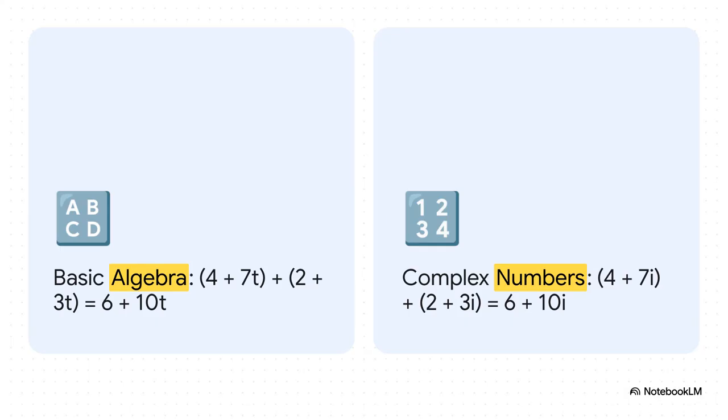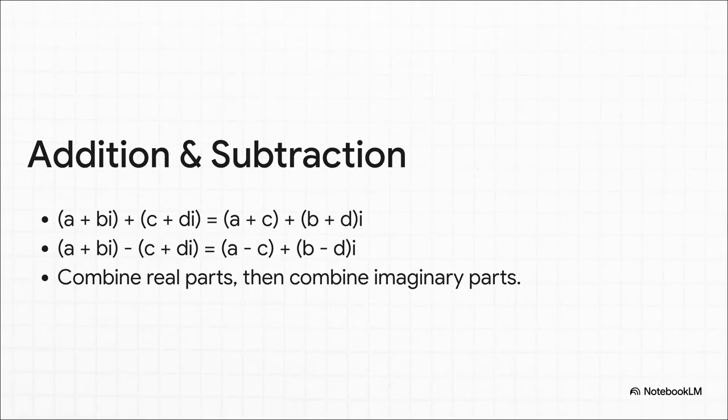And here's the proof that you've totally done this before. Think back to algebra. You learned to combine like terms, right? You put the regular numbers together and you put the terms with a t together. Well, with complex numbers, it's the exact same thing. You just treat i like any other variable. So yeah, the formal rules are pretty much exactly what you'd guess. Whether you're adding or subtracting, you just combine the real parts and then you combine the imaginary parts. It really is just about grouping like with like.